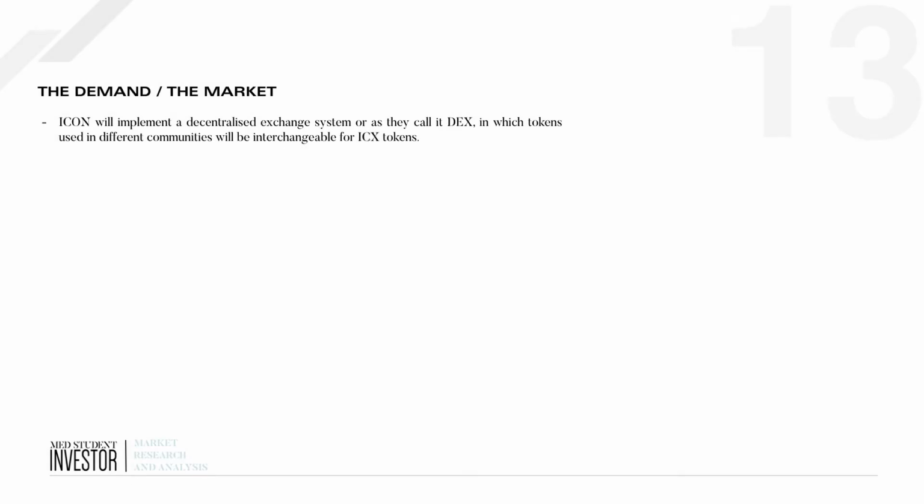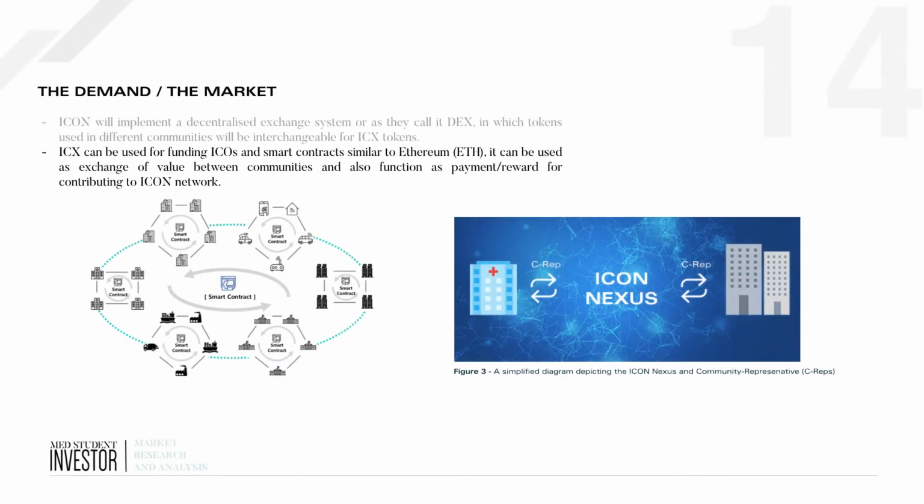Additionally, Icon will implement a decentralized exchange system, or as they call it DEX, in which tokens used in different communities will be interchangeable for ICX tokens. In simpler terms, ICX can be used for funding ICOs and smart contracts similar to Ethereum, ETH. It can be used as exchange of value between communities and also function as payment reward for contributing to the Icon network.